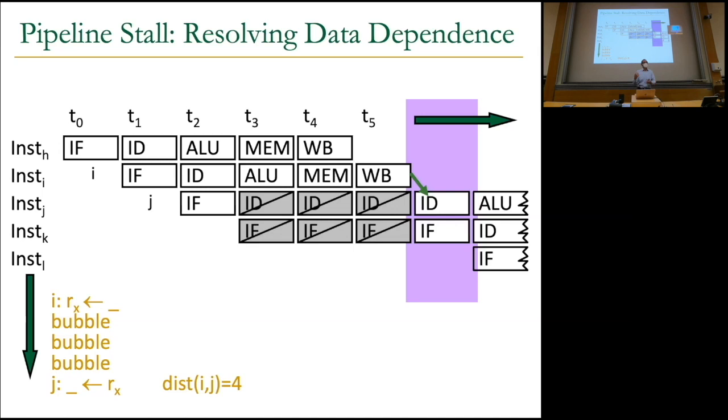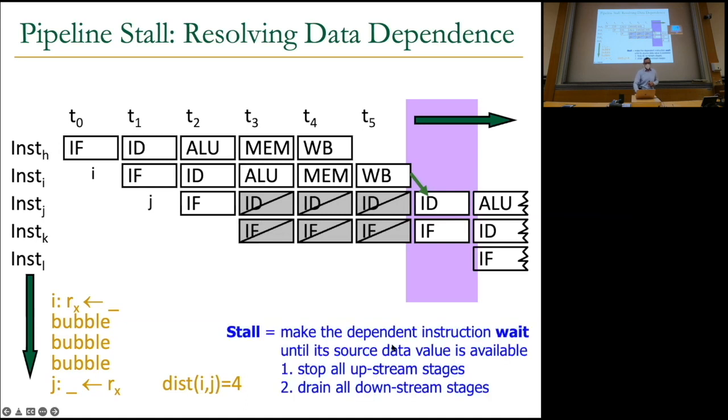It's also called internal forwarding within the register file. If you read books, they will say that this is one way of forwarding the data value, internal forwarding within the register file. That's good because it eliminates 1 of the bubbles, but you still have 2 bubbles over here. Okay, so basically what we did, this insertion of the bubble is also called a stall. The idea is to make the dependent instruction wait until its source data value is available in the pipeline, in the register file in this particular case.